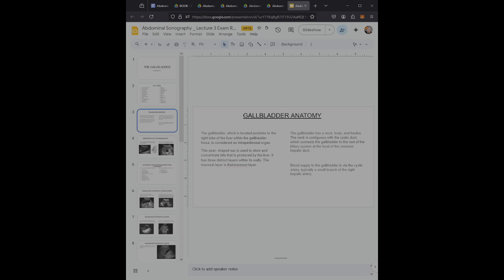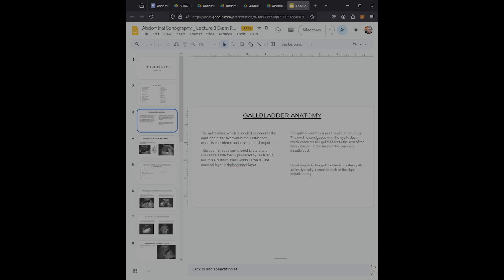The gallbladder connects directly to the common hepatic duct, and the portion of the biliary tree that lies distal to the union of the cystic duct with the hepatic duct is the common bile duct. The fundus is the most dependent portion of the gallbladder, and therefore is a common location for gallstones to collect. Blood supply to the gallbladder is via the cystic artery, and the cystic artery is a branch of the right hepatic artery.